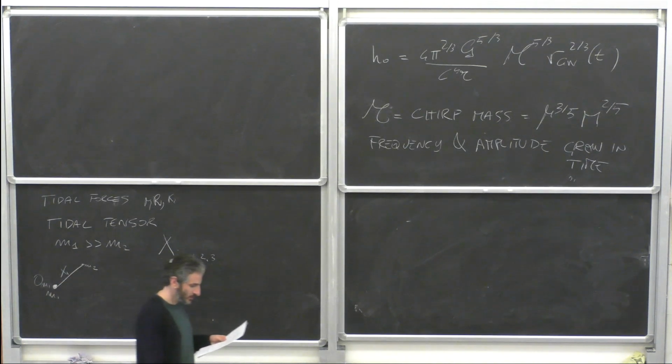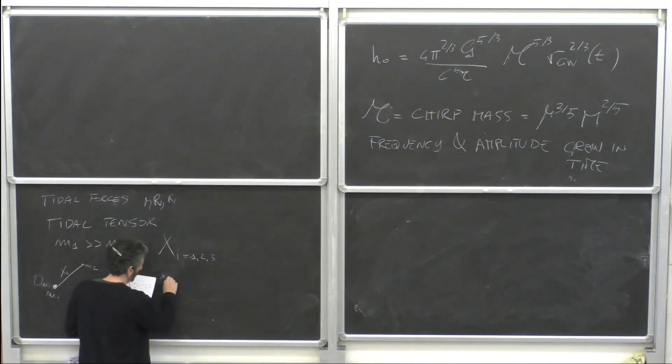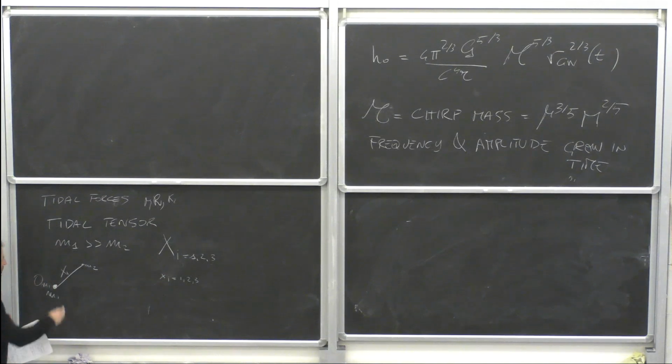Okay, an inertial coordinate system. And then you have, let me call it small x, the coordinates of a third body, and small x are the coordinates with respect to M2.